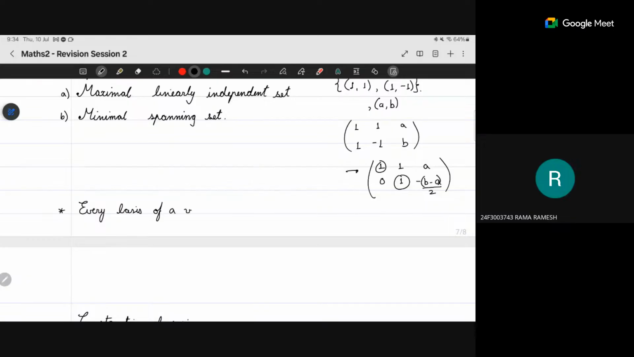Before we do that, let me just mention: every basis of a vector space has the same number of elements, and that is called the dimension of the vector space.